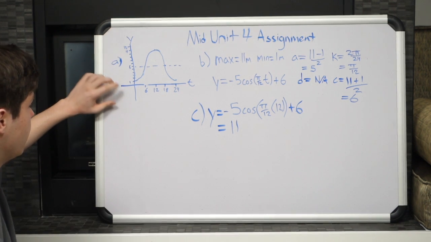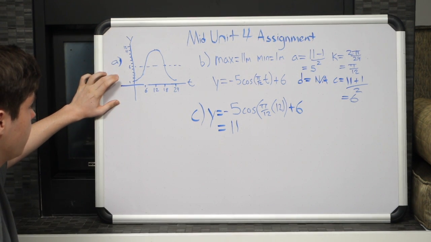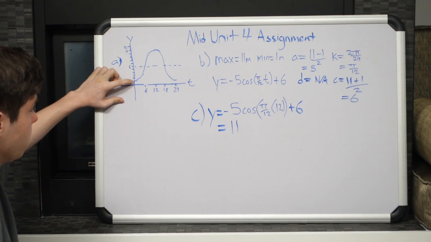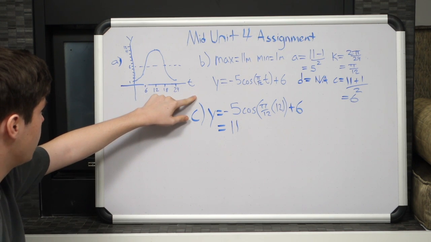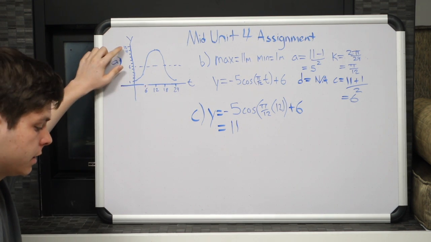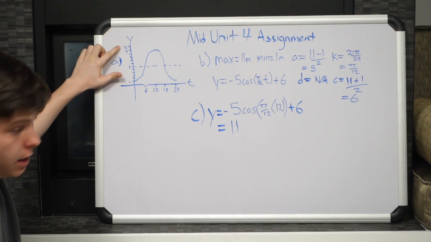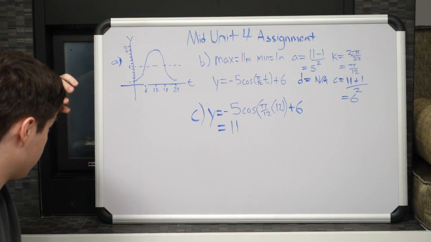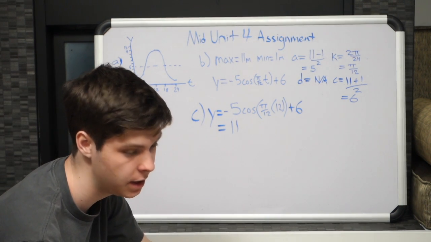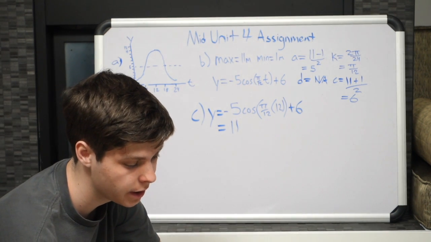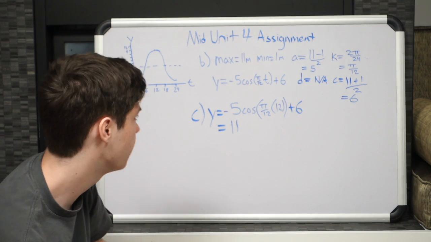Okay, so here is my sketch of the graph. So it's 1 meter above ground, and this axis is time, and this axis is height in meters. Okay, part B asks, write a trigonometric equation that describes the graph.